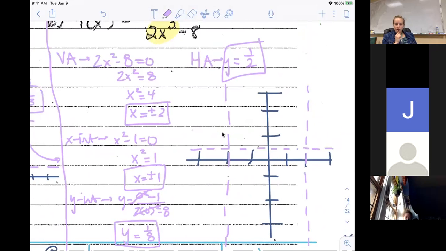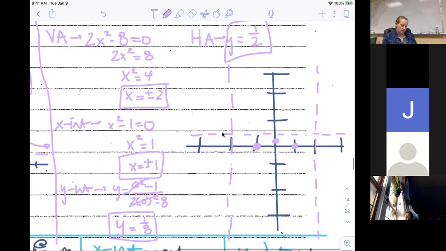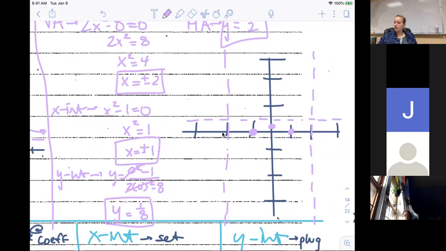So my asymptotes are all up. Now I got to do my intercepts. So I'm at plus or minus 1 for my x. So I'm going to +1 and -1 on my x-axis. And then I'm going to 1/8 on my y-axis. Questions so far?